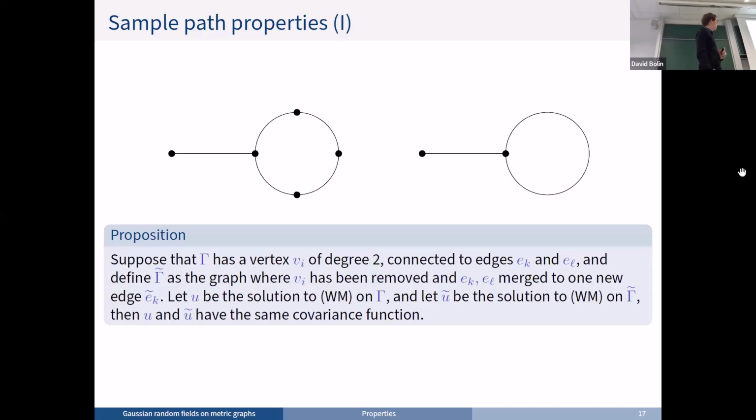One important property is that, what this proposition is saying is essentially that if you define the process on this graph or that graph, it will be the same Gaussian process. So you can add or remove vertices of degree 2 without changing the model. And this will turn out to be very useful later for statistical inference, because it essentially means that you can add a vertex at any observation location, and you can do that without changing the model.